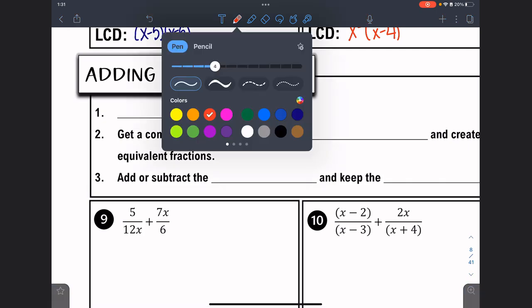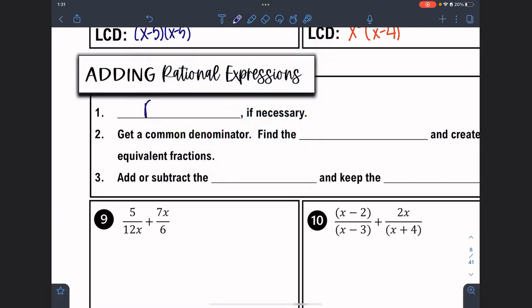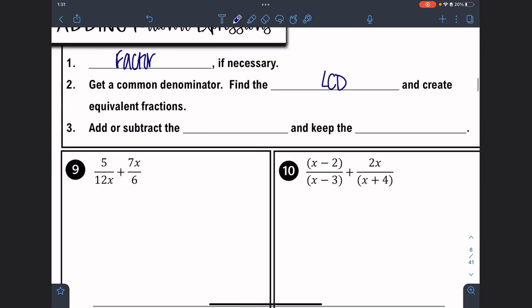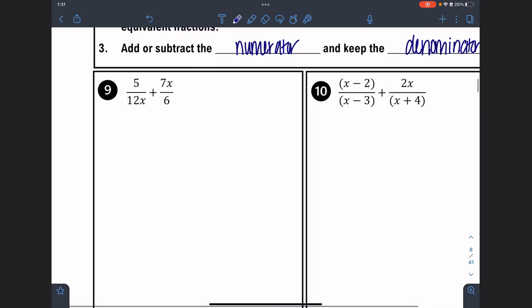Okay, so our steps here, we want to, again, factor. I already said that. Factor first if necessary. Then we're getting that common denominator. That's by finding the least common denominator and creating your equivalent fractions. You're then going to add and subtract the numerators, and we keep the denominator. So that is the same as yesterday. Same fraction rules as yesterday. We just have the initial step now of getting the same denominator.